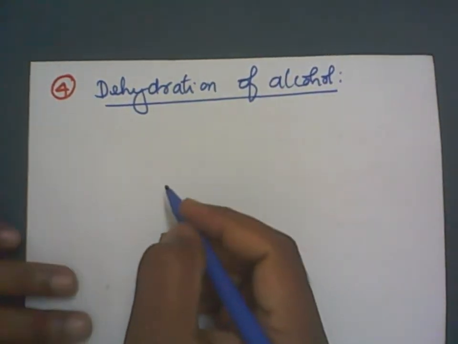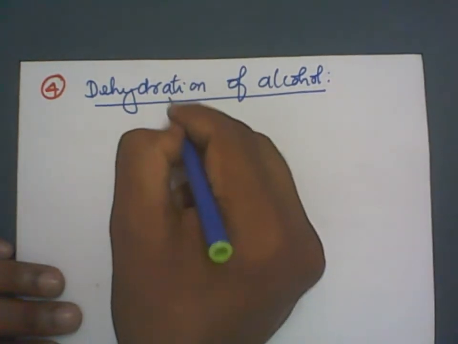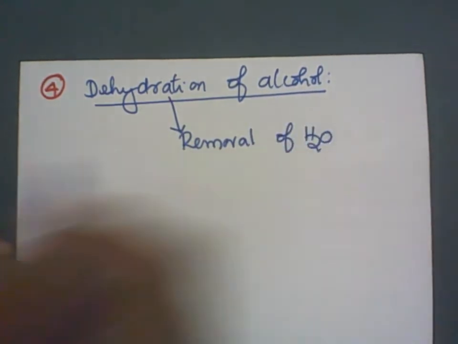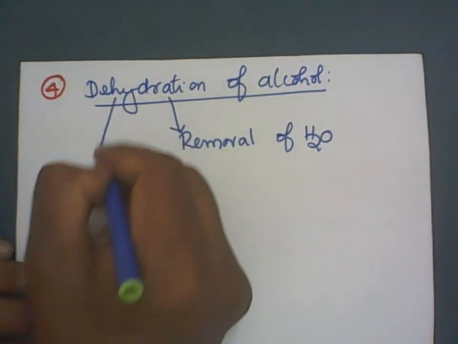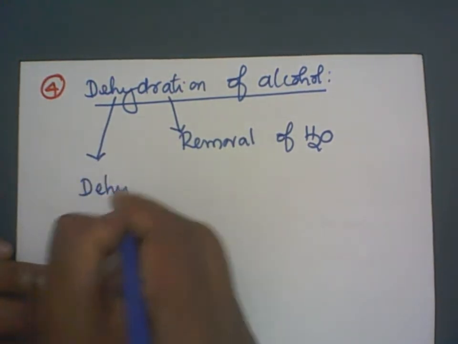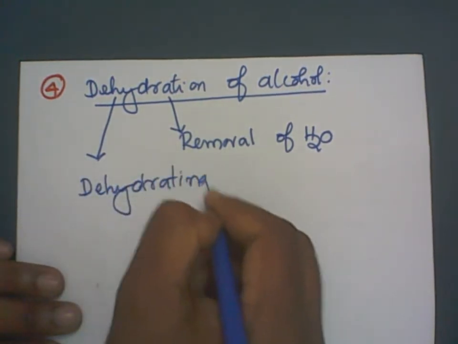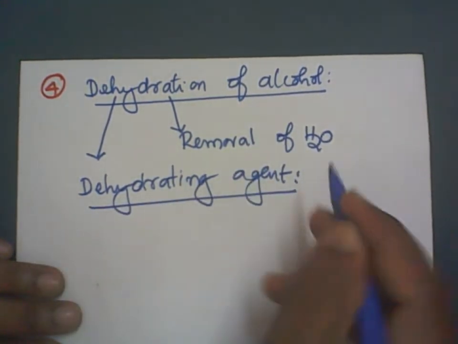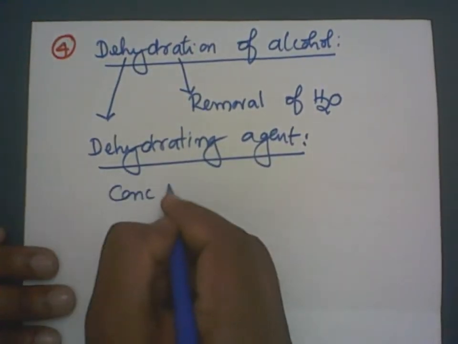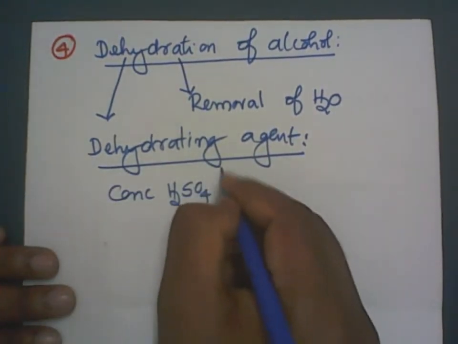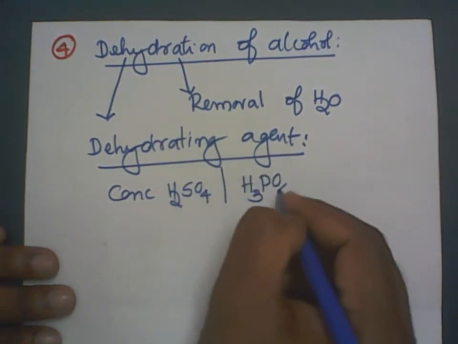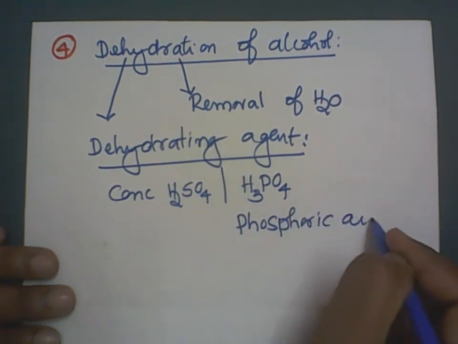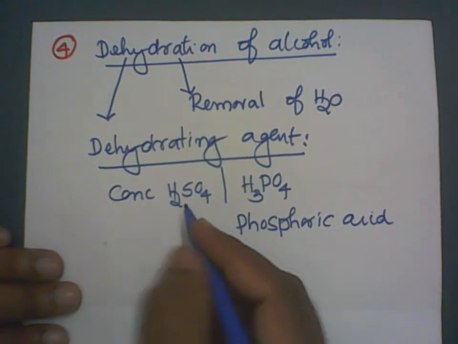What do you mean by dehydration? Dehydration stands for removal of water, removal of H2O, which means we require a dehydrating agent. What dehydrating agents do we have? We have concentrated H2SO4, or phosphoric acid, H3PO4. This is concentrated sulfuric acid and this is phosphoric acid.